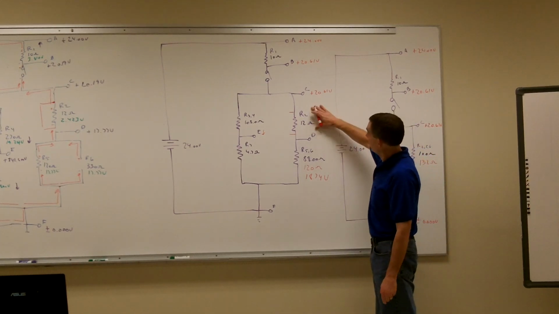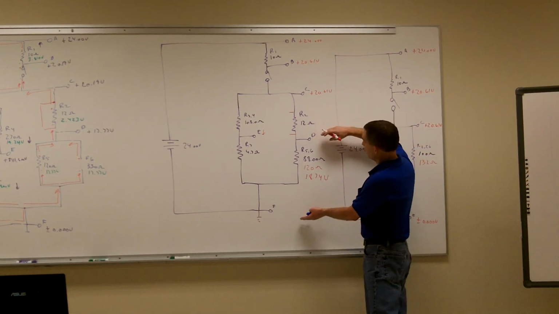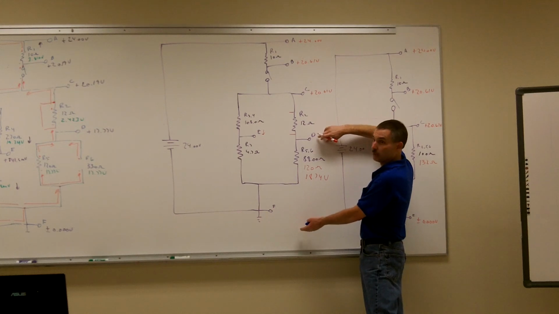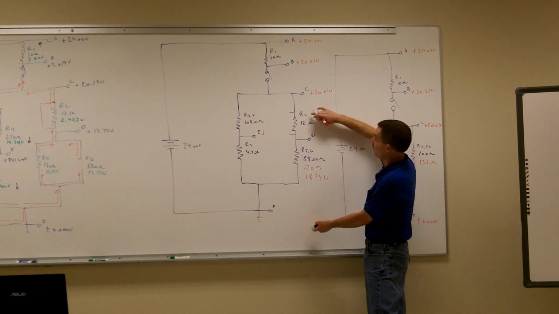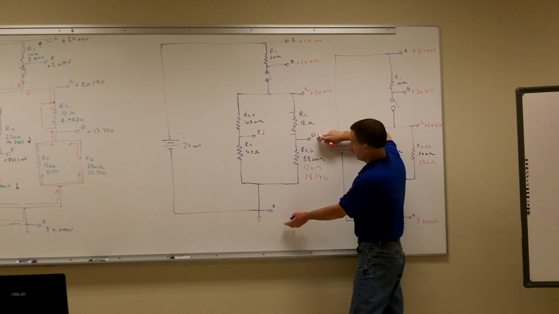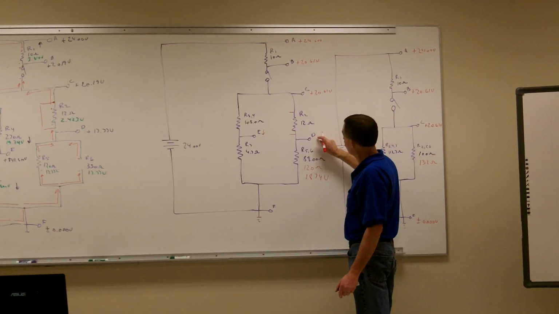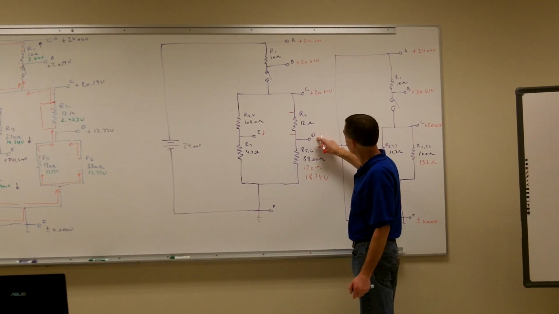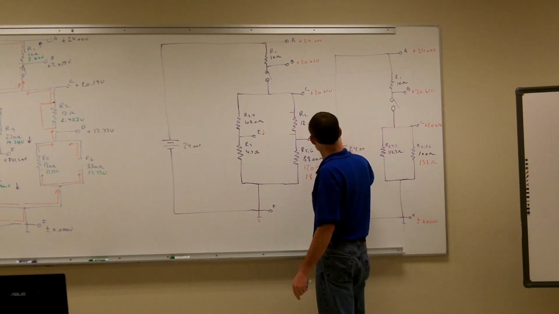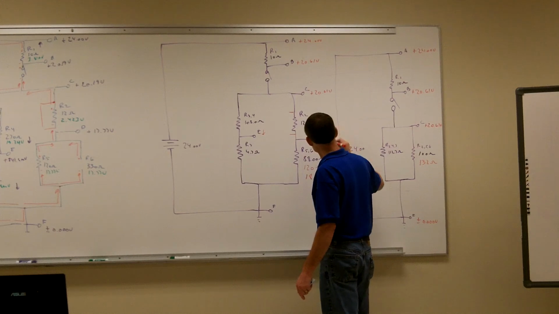And really, though, we don't even need to calculate R2 because we have enough information now, because we're really only looking at our test points. We really don't even need to know what that voltage across R2 is, because we know now what voltage test point D is going to be. What's going to be test point D now? Positive 18.74 volts.